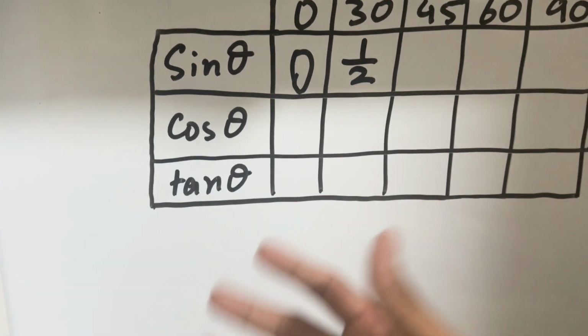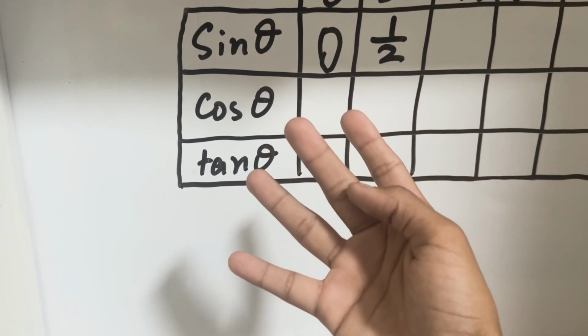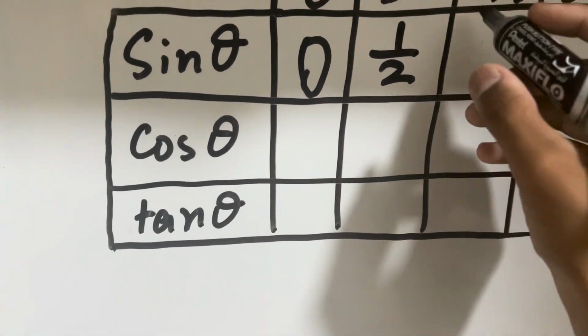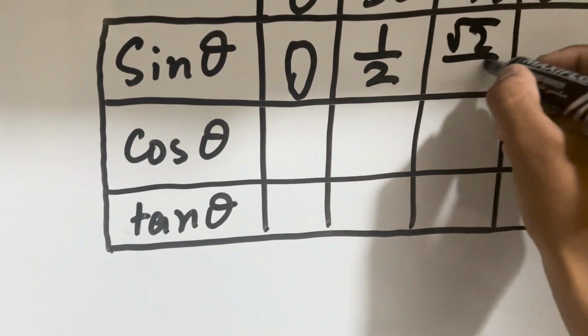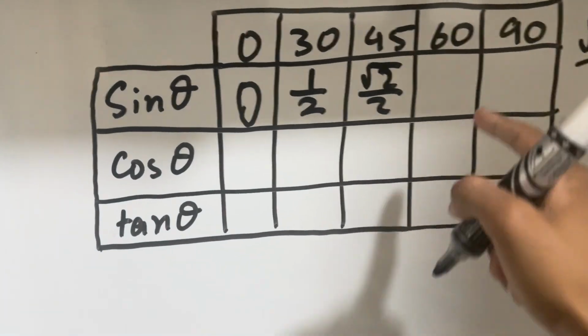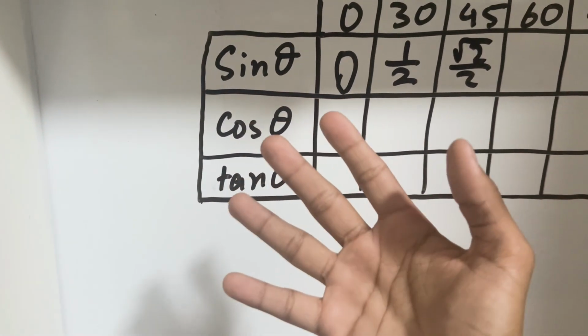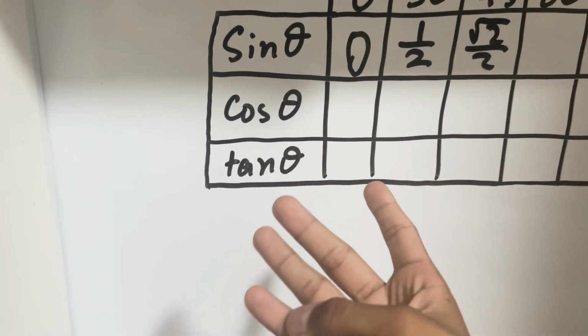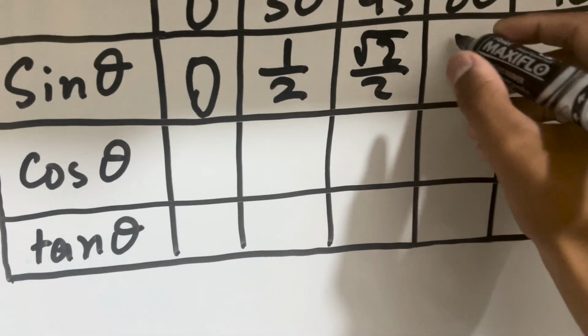Now 45. We have 45 right here. So we have the square root of 2 over 2. So that's exactly what it is. 2 fingers below, so it's the square root of that, and just divide it all by 2. Now 60. 60 is over here. So how many fingers are below? 3. So the square root of 3 divided by 2.